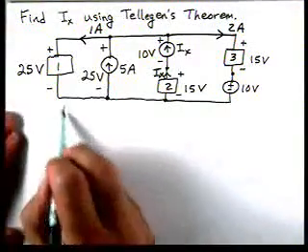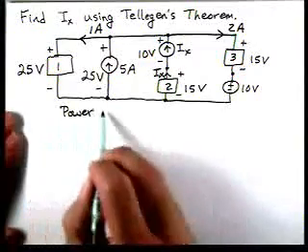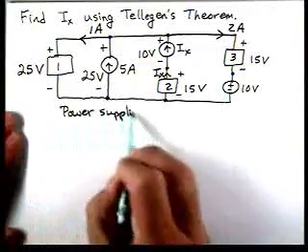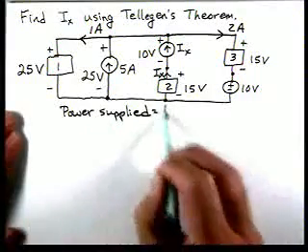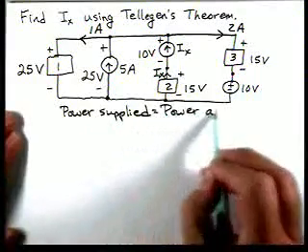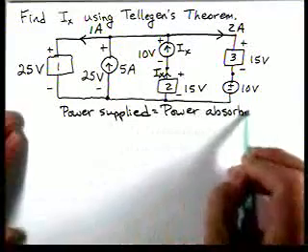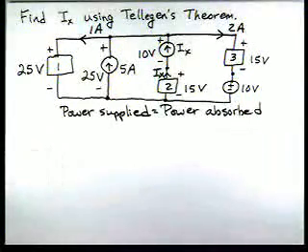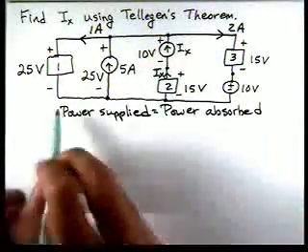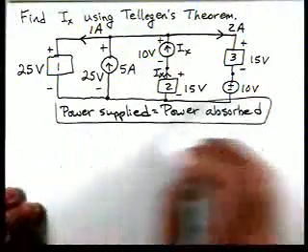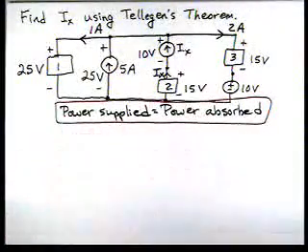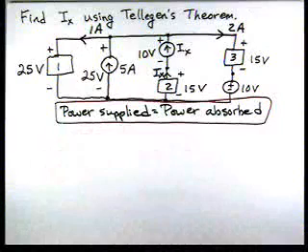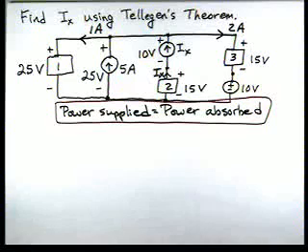basically states that in a circuit, the power supplied is going to equal the power absorbed for that circuit. So this is a basic principle that we're using. Now we're going to go into all the elements, and we're going to determine whether they're absorbing power or supplying power, and then we're going to set the power supplied equal to the power absorbed.